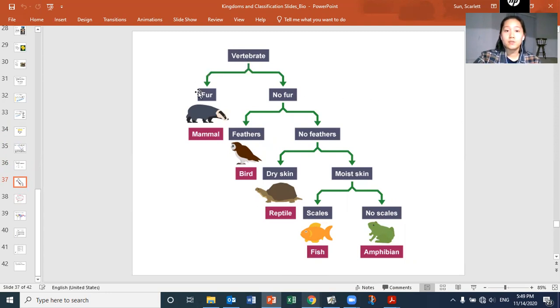So yes fur or no fur. If yes, then it's going to be a mammal. If no, we're going to ask another question, right? If this animal with a spinal cord does not have fur, yes feathers or no feathers. If yes feathers, then bird.